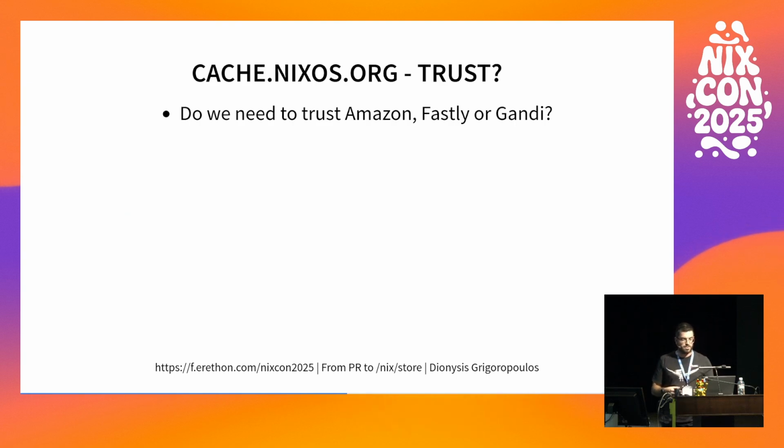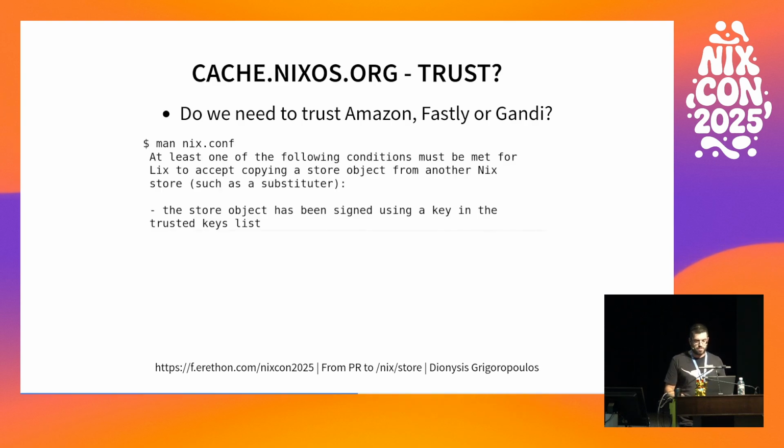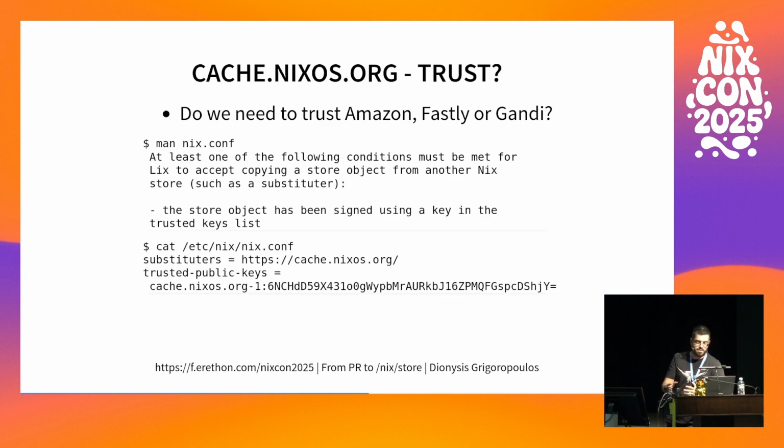Do we have to trust them in order to use the cache? And the answer is no, because Nix, by default, has the ability to check the cryptographic signature of the packages that we get, and make sure that they are signed by a private key. If we have the same public key, we can verify that no one has tampered with them. So not Gandi, not Fastly, and not Amazon.